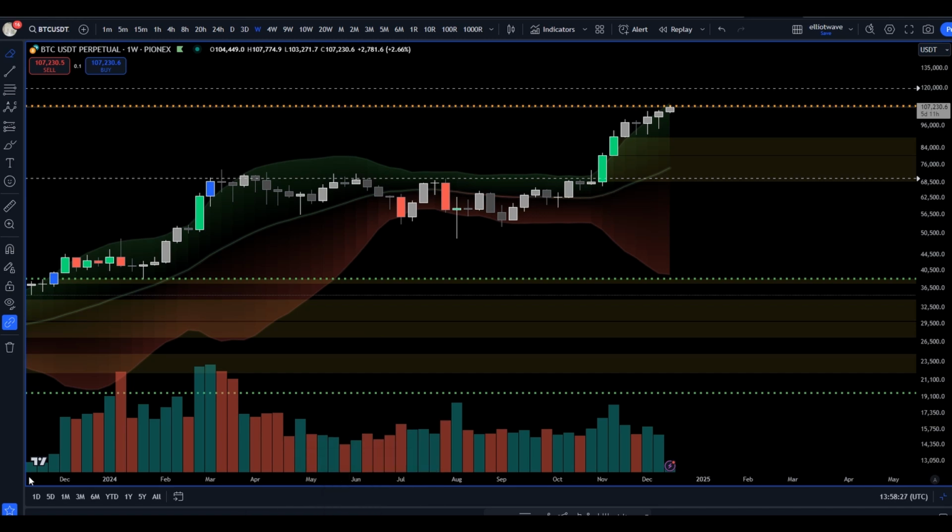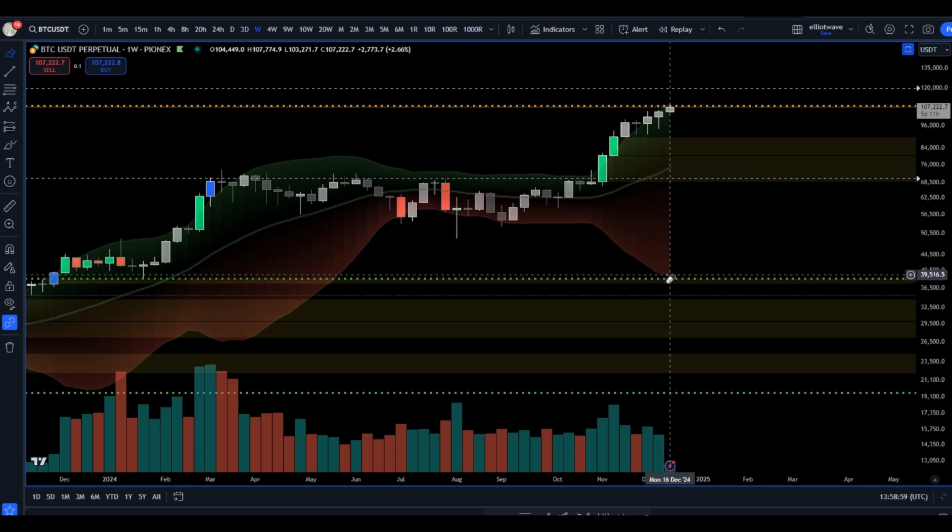Let's break down Bollinger Bands, a simple yet powerful tool for analyzing price volatility. Bollinger Bands consist of 3 lines. The middle line is the 20-day simple moving average, SMA, showing the average closing price over 20 days. The upper band is the 20-day SMA plus 2 standard deviations of recent prices. The lower band is the 20-day SMA minus 2 standard deviations.